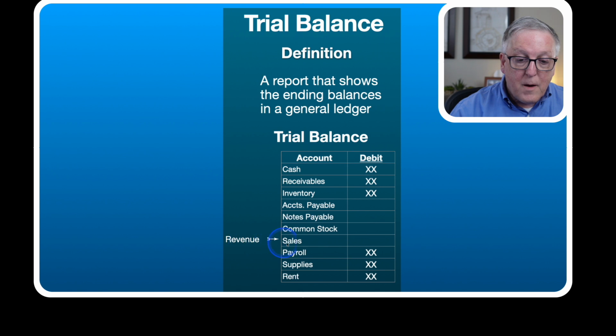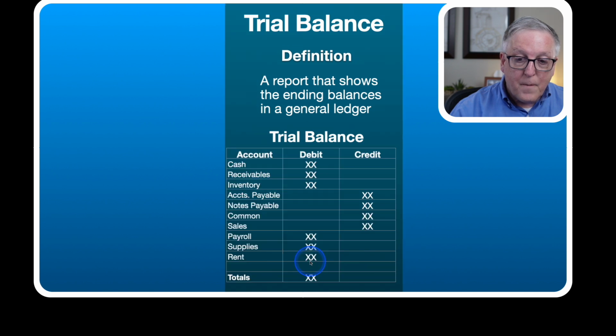Next, we have a revenue account, sales. Now you could have 50, 60 sales accounts. In this example, there's just one. And next we have expenses. And again, this is a simplified version of a trial balance. So I'm only showing 3 expense accounts here. You might have 100 expense accounts.